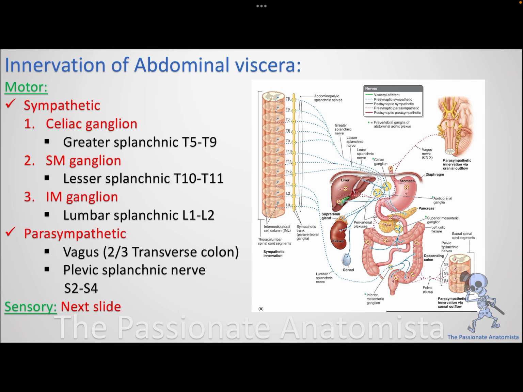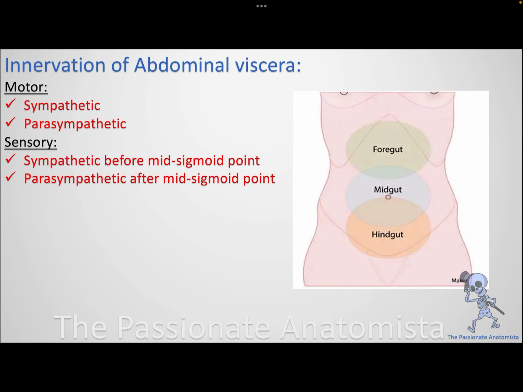This is the general idea, and the most important thing is the sensory, because we need to understand what happens in pain and how we feel pain. So for the motor, everyone knows the sympathetic and parasympathetic. Sympathetic by the pre-aortic ganglia: the celiac, superior mesenteric, and inferior mesenteric; and the parasympathetic by the vagus for foregut and midgut, and for the hindgut by the pelvic splanchnic nerve.